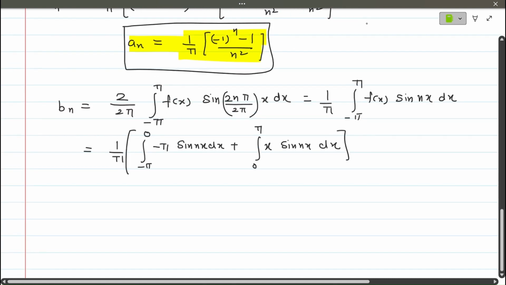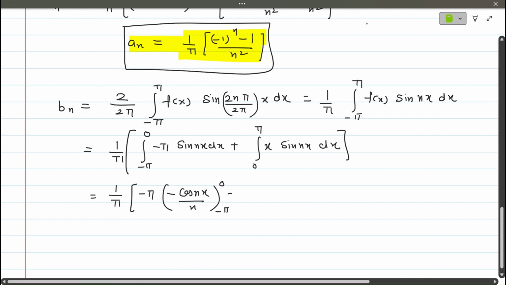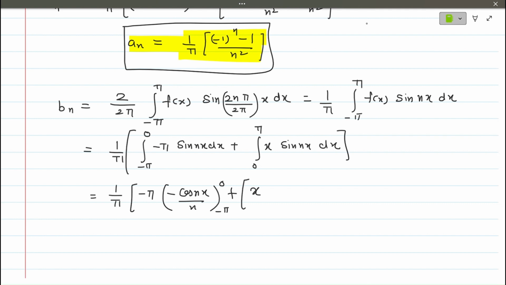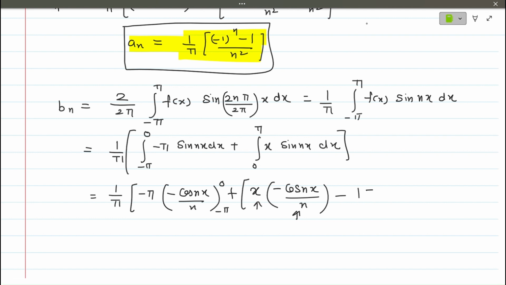So now integrating this expression, 1 divided by pi, minus pi is constant, integration of sine nx is minus cos nx divided by n, limits are minus pi to 0, plus, again using successive integration, first function as it is, integration of sine nx is equal to minus cos nx divided by n, minus differentiation of this x is equal to 1, and integration of this expression, integration of cosine of nx is equal to sine of nx, therefore negative sign as it is divided by n square, and limits are from 0 to pi.